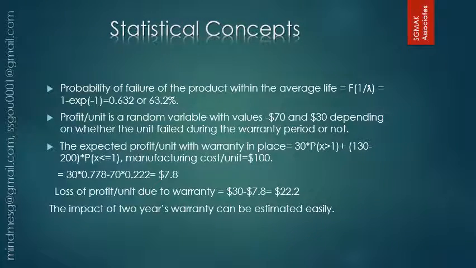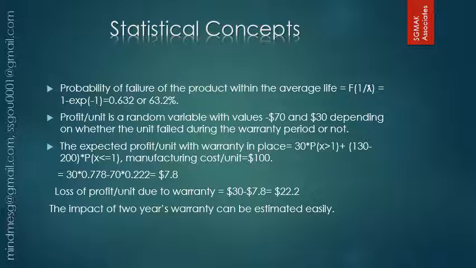So now the probability of failure of the product within the average life is 63.2%. Though it's not related, I've just calculated it. If it follows an exponential distribution, whatever the average life is, the probability that it will fail within the average life is 63.2%.